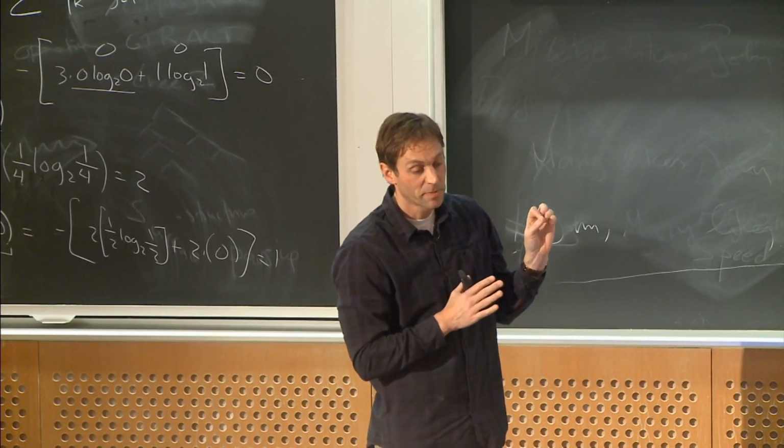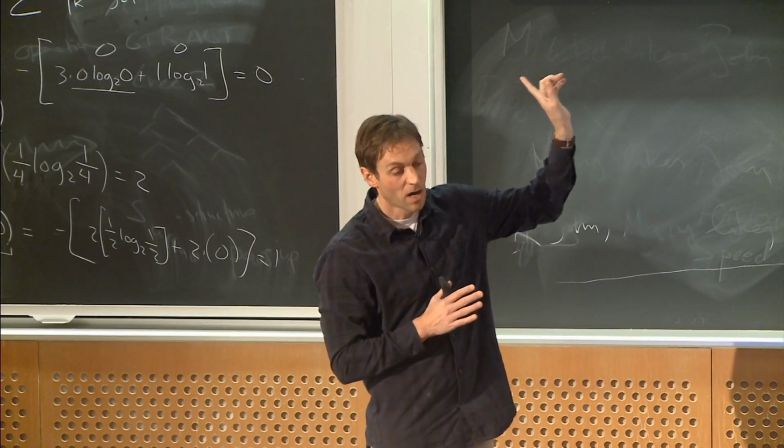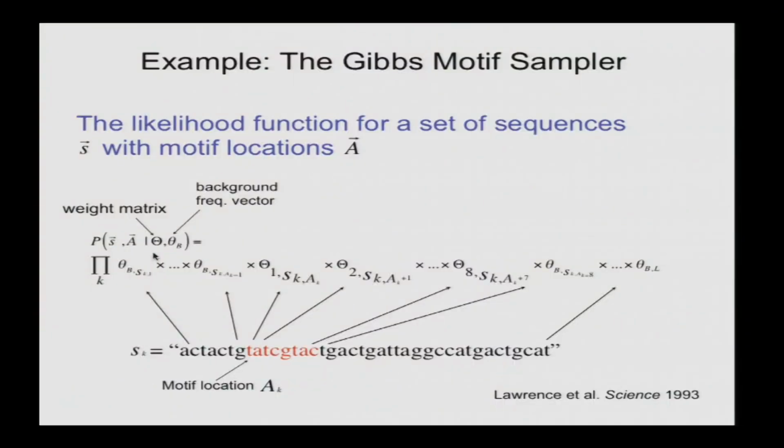The probability of generating those sequences together with those particular locations is proportional to this. Basically, use the little theta background vector for all the positions except the specific positions inside the motif, starting at position A_k here. Then you use the particular column of the weight matrix for those 8 positions, and then you go back to using the background probabilities.